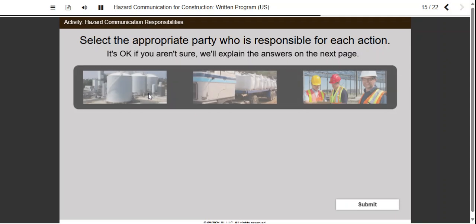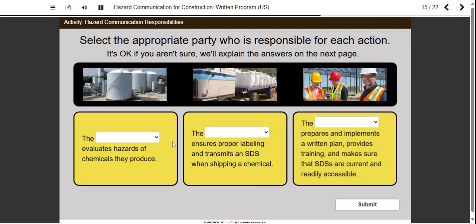Select the appropriate party who is responsible for each action. It's okay if you aren't sure.